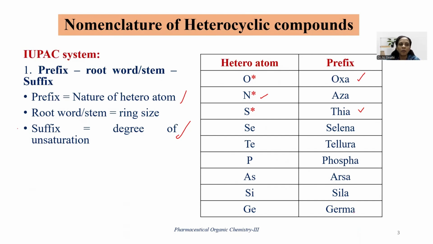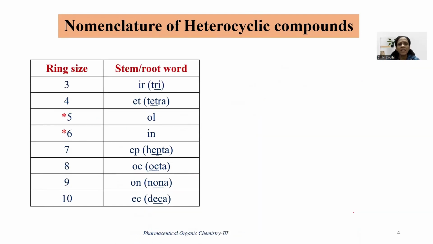Now that we have learned about the prefix, let us jump into the ring size. In case of a 3-membered ring, the stem or root word should contain ir, which originates from the word tri. Tri means 3. Similarly, if the ring size is 4, that means the given compound is a 4-membered heterocyclic system, then that should be indicated as et in the root word. And if the given ring contains 5 atoms, then it should be indicated as ol in the stem.